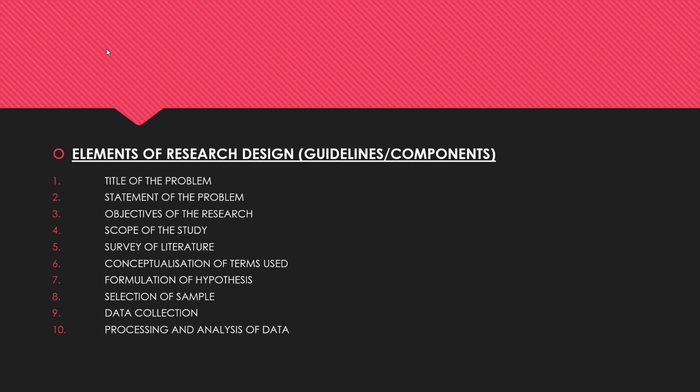Now we can study the very important question, elements of research design. It will be also asked as guidelines of research design or what are the components of research design. So same question, the answer is the same. First one, title of the problem. A researcher should be very careful in selecting the best caption for his research. The title should be as brief and precise as possible.